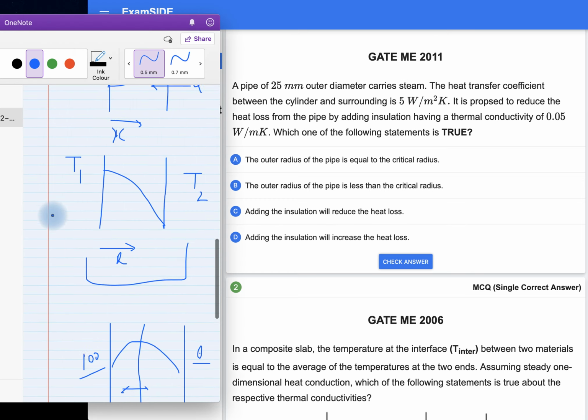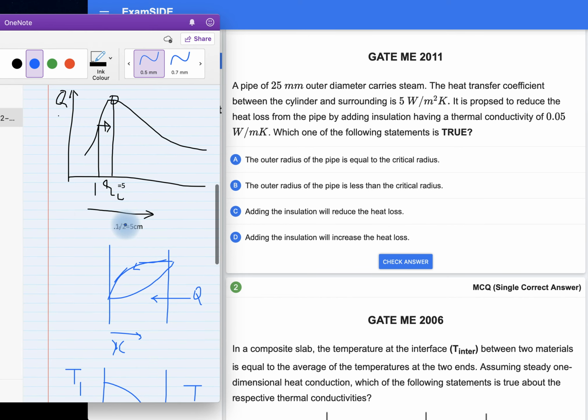So we can see in this case we can put in this equation 0.05 divided by 5. So it will come 10 mm. So my critical radius is 10 mm. A pipe of 25 mm outer diameter. So my outer diameter is already here, 25. So it is more than the critical radius of insulation of the pipe.